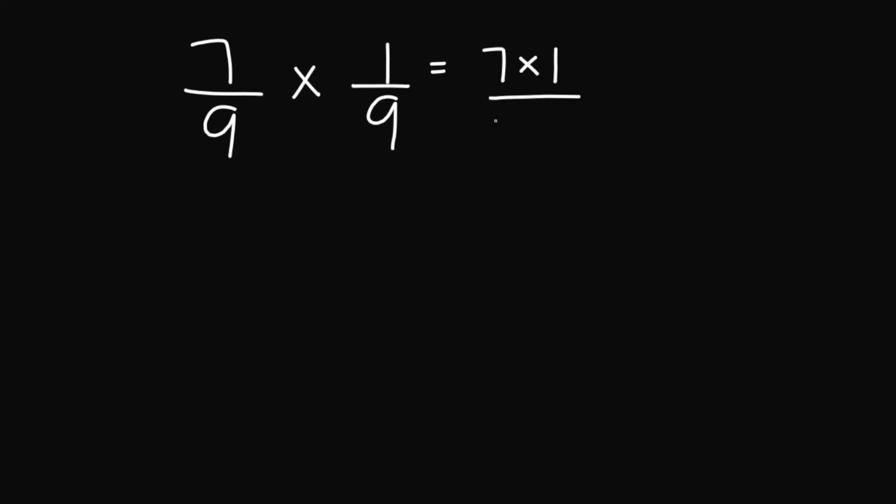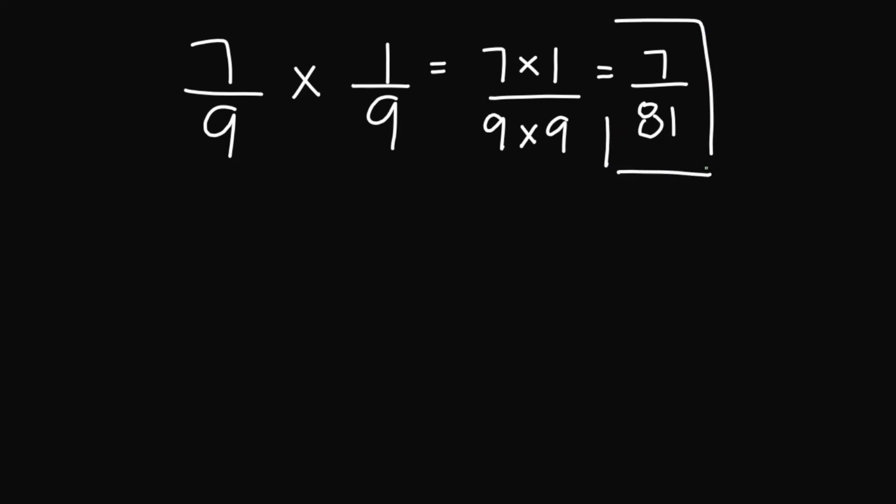Let's try 7 over 9 times 1 over 9. So I'm going to go ahead and multiply across. We have 7 times 1 over 9 times 9. So 7 times 1 is 7 over 9 times 9 is 81. And since I cannot simplify any further, your final answer is 7 over 81.